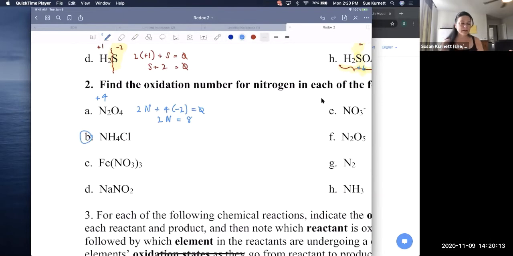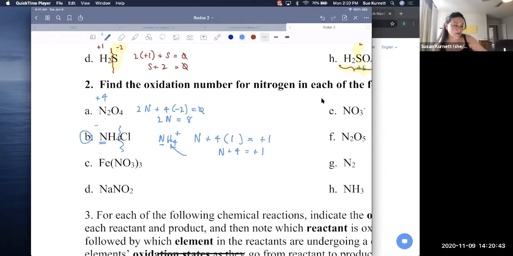So for B, I have an ionic compound. The cation is ammonium ion, the anion is chloride. So I'm going to pull them apart and just look at ammonium and the nitrogen in it. The hydrogens are going to be +1 or 0 in our class. So nitrogen + 4 equals +1. Subtract 4 from both sides, it's -3.